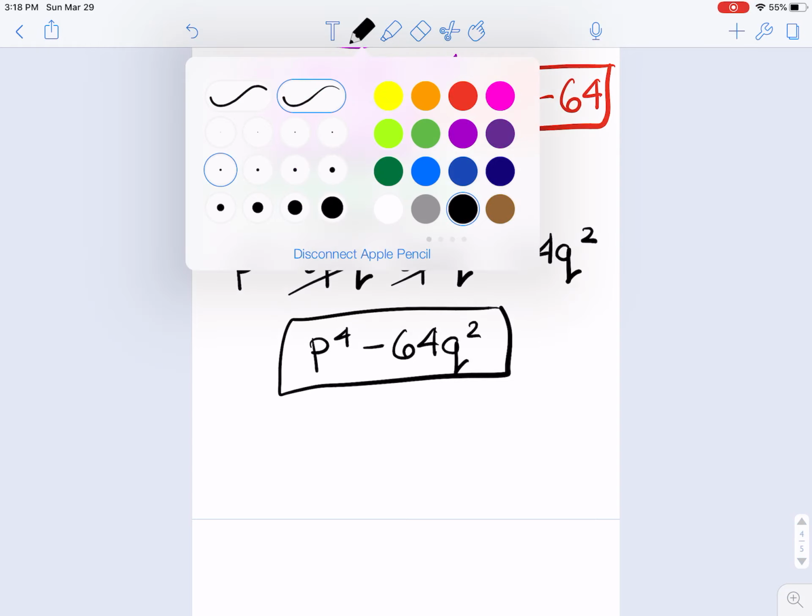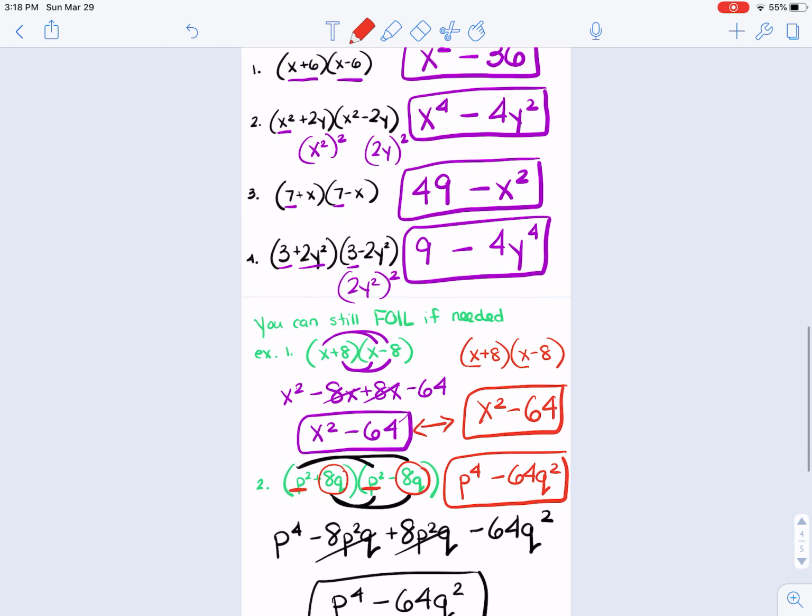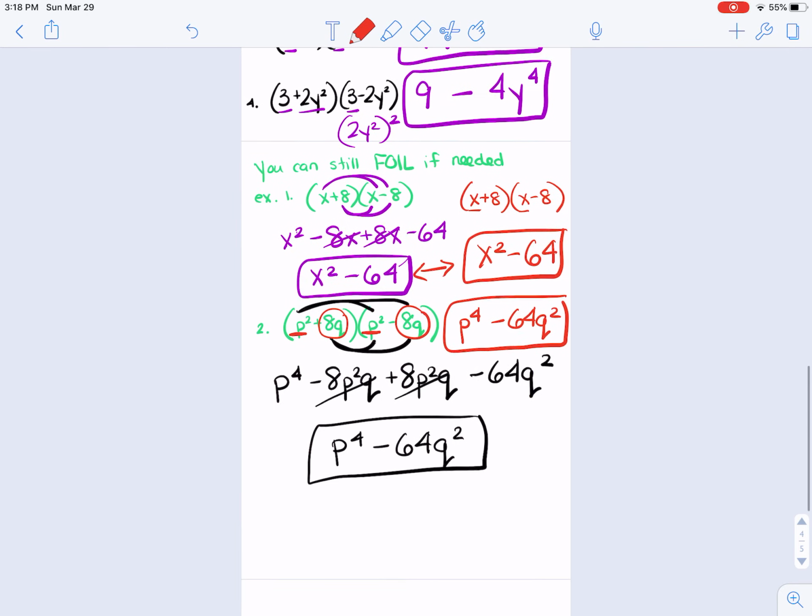If, again, you wanted to use the shortcut, p squared and p squared gives me p to the fourth. 8q and negative 8q gives me negative 64q squared. The shortcut really does save you a lot of time on this. Again, it's just a matter of if it sticks for you. If it doesn't, go back to FOILing. But these are the only two shortcuts that there are, a perfect square trinomial and a difference of two squares.